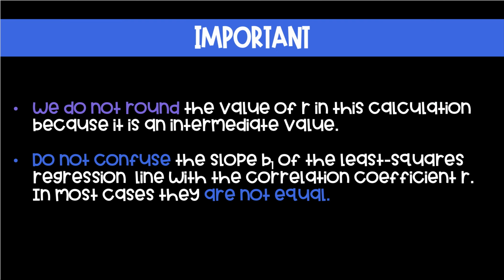Important. We're not going to round the value of r if we're computing it by hand until the very end. You want to keep as many decimal numbers as you can while you're in the process of computing your correlation coefficient. And please do not confuse whatever your value of slope is, b sub 1, for your correlation coefficient. They're not the same value.